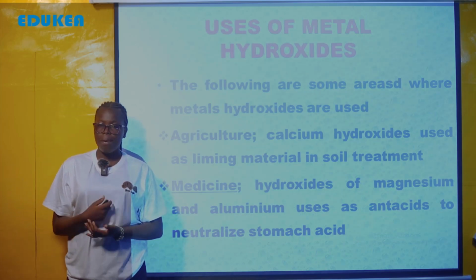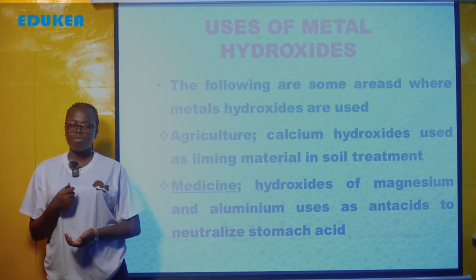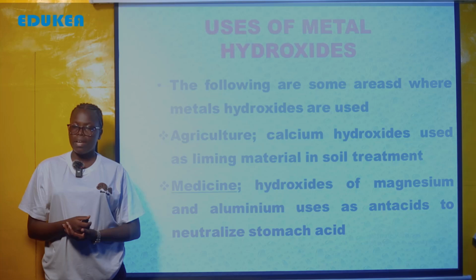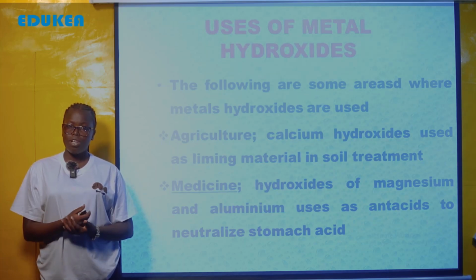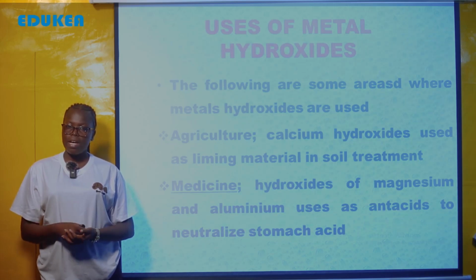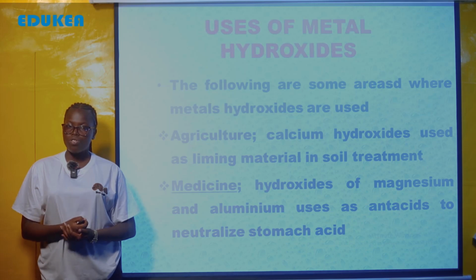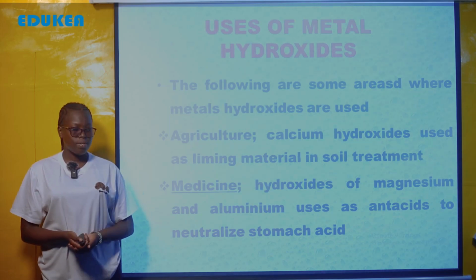Pale ambapo unakuta udongo wako unakuwa una asidi nyingi, unashauriwa kuweza kuongeza liming material. Na example ya that liming material tuna calcium hydroxide. Hii calcium hydroxide inatumika katika neutralization ya acid ili kuweza kuprovide a good soil for growing up your crops.